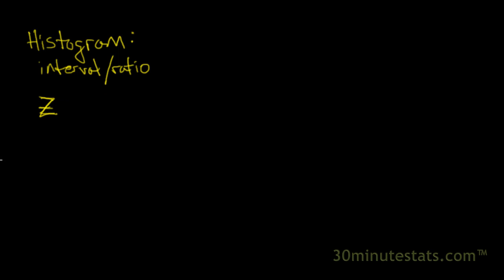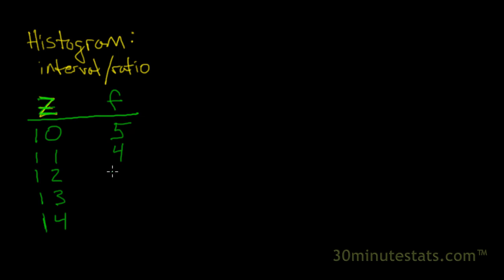for some variable z, and let me go ahead and change colors here, and we'll do this in green. Take a frequency distribution for some variable called z, and let's say z takes on the values 10, 11, 12, 13, and 14. And we'll give it a frequency distribution that looks like this. We'll say that there are 5 values of 10, 4 values of 11, 2 values of 12, 2 values of 13, and 4 values of 14.